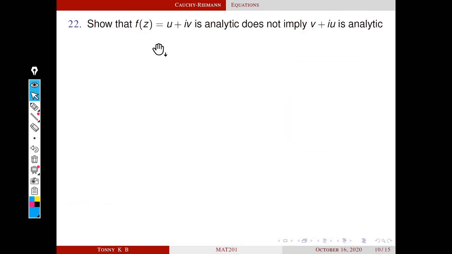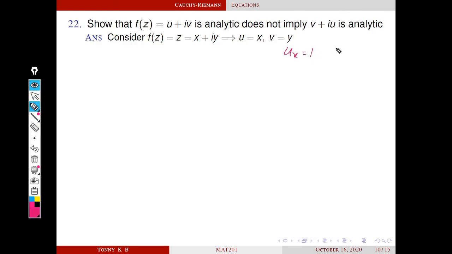Okay. Next problem. Show that f(z) equal to u plus iv is analytic does not imply v plus iu is analytic. Here u is the real part of f(z) and v is the imaginary part of f(z). We just interchange real and imaginary. Consider f(z) equal to z. What are the real and imaginary parts? We can write z as x plus iy. So here the real part is x, the imaginary part is y. That is, u equal to x and v equal to y.